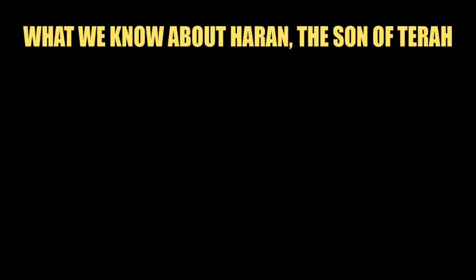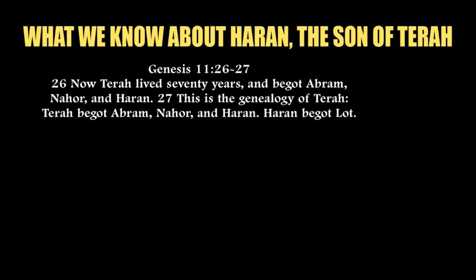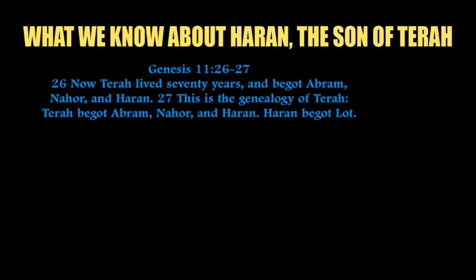And now there's one more death that we have to talk about that isn't listed in the genealogy. And that person is Haran, the son of Terah. We get this information at the beginning of Abraham's story in Genesis 11. "Now Terah lived 70 years and begot Abram, Nahor, and Haran. This is the genealogy of Terah. Terah begot Abram, Nahor, and Haran. Haran begot Lot." First off, this Abram is Abraham before his name change.